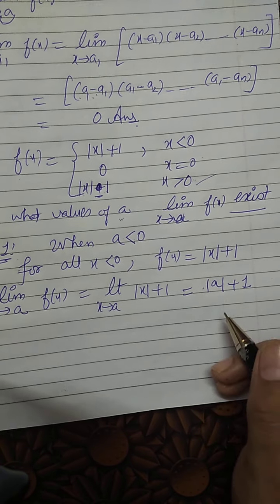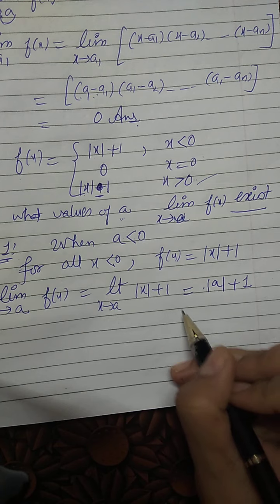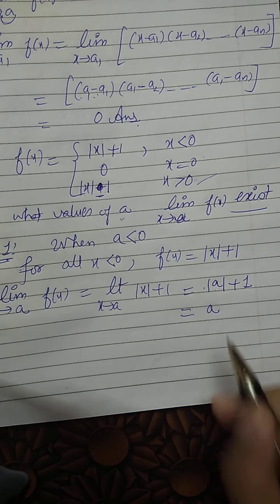Now the modulus function will give a positive answer every time. When a is negative, then also it will make it positive. So mod a will be a only.